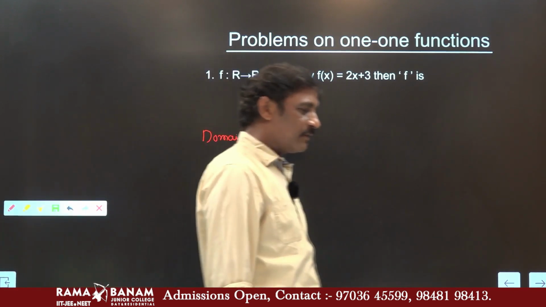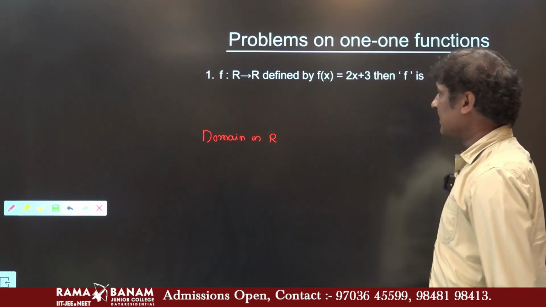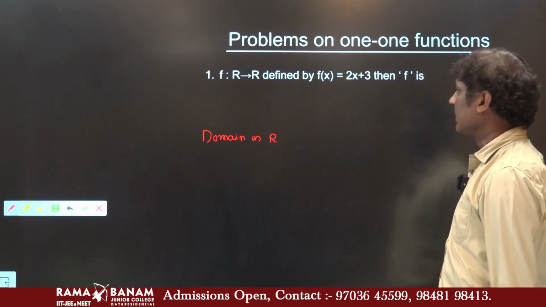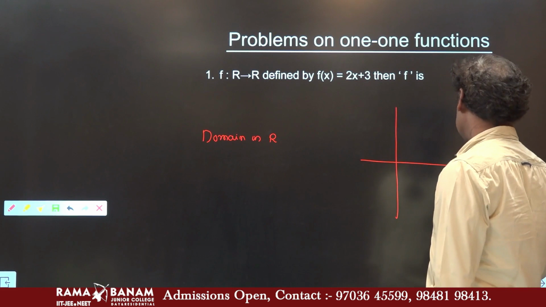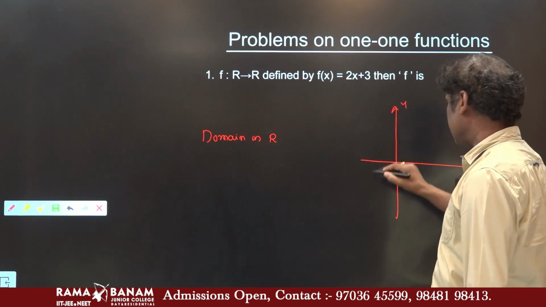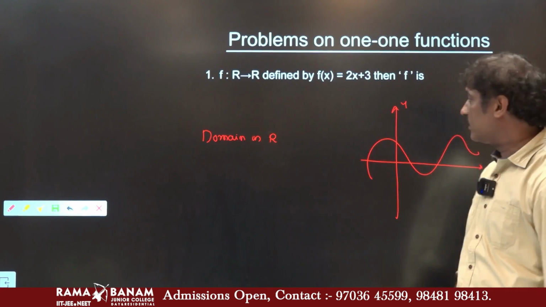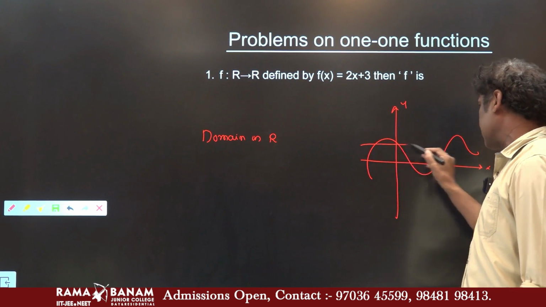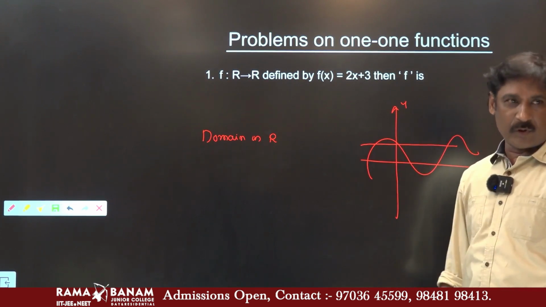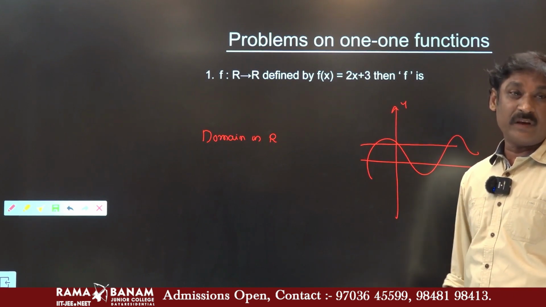As per the graph, we can say graphically that if the horizontal line intersects the graph of the function at only one point, we can say that it is a one-one function. Suppose I have a graph like this, with x-axis and y-axis. You draw a horizontal line. When you check whether it is one-one or not, if the horizontal line cuts only one point, it is one-one. But if it cuts more than one point, it is said to be a many-one function.